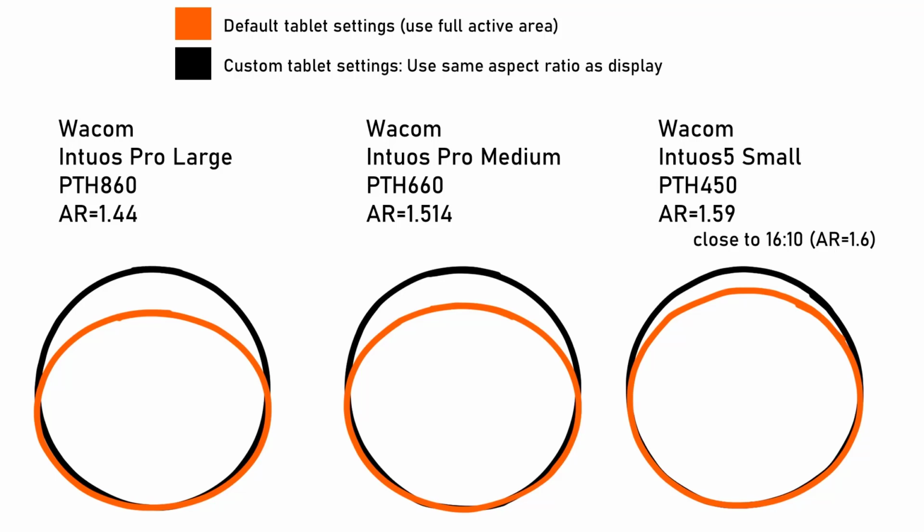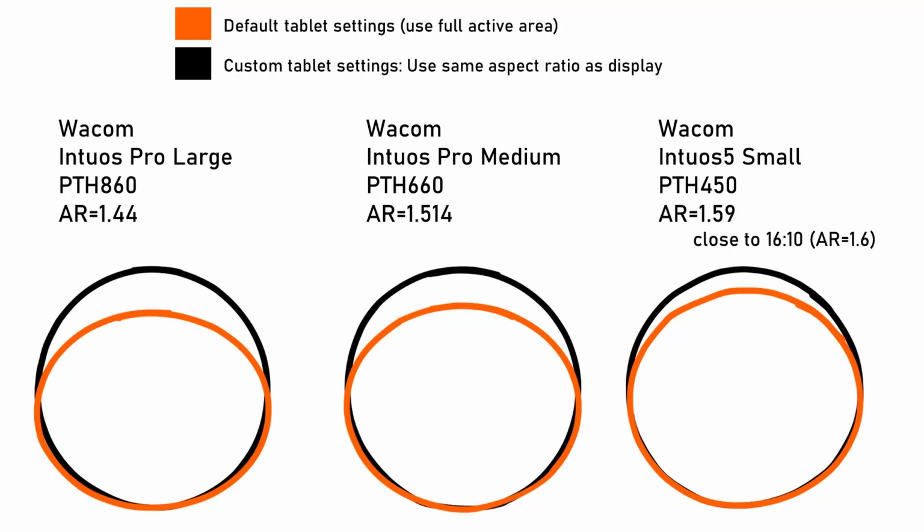Those Wacom pen tablets we looked at earlier all had a 16:10 aspect ratio, 1.6. The tablet I tested, which was the Wacom Intuos 5 Small, had an aspect ratio of 1.59, which is very close to 1.6. So if you have any of those Wacom models, the far right example is what you can expect in terms of distortion. Now, I don't recommend people use small tablets.